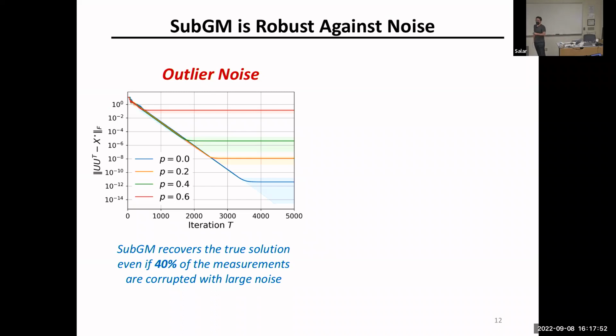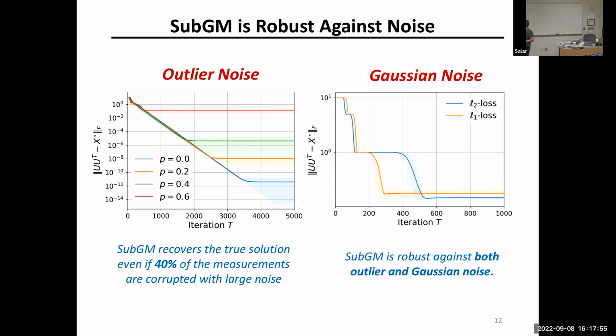What is even more surprising is that this subgradient method over L1 loss is robust even against Gaussian noise. Traditionally, L2 loss is used to recover the solution when you have Gaussian noise, because it corresponds to the maximum likelihood estimation. Here you can see that subgradient method over L1 loss has a comparable performance to gradient descent over L2 loss. So in some sense, L1 loss is better because it can handle both outliers and Gaussian noise.